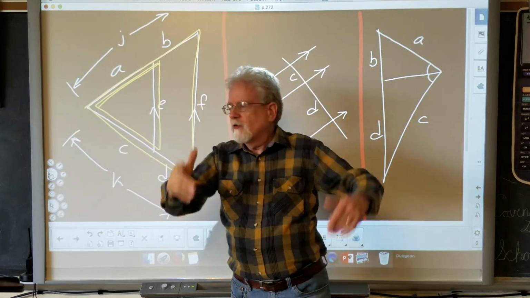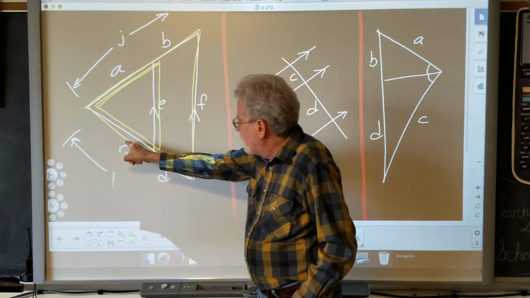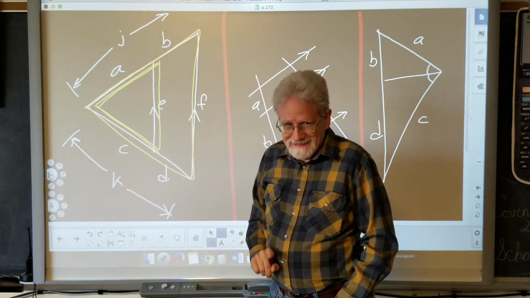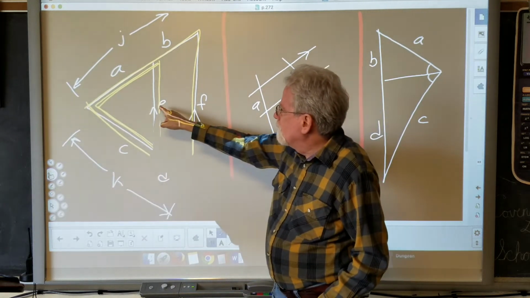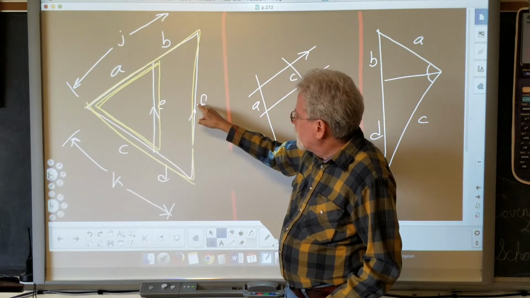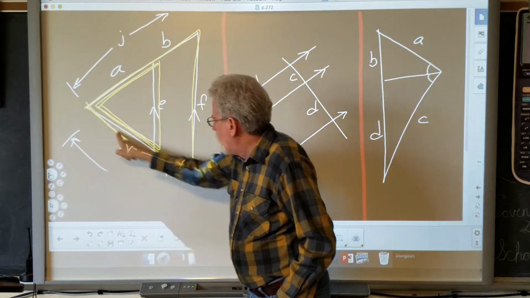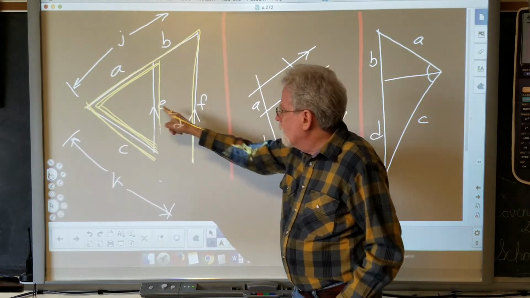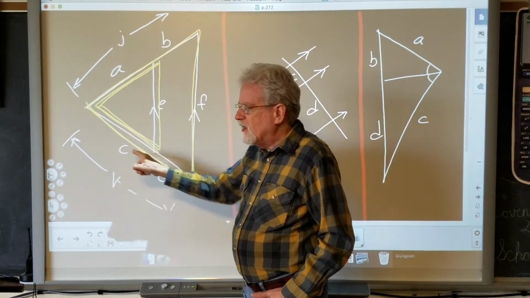Now you try it. E over F likewise would equal what? C over, yes, over K. Whole side of little triangle over whole side of big triangle equals whole side of little triangle over whole side of big triangle. E over F equals C over K, not C over D.